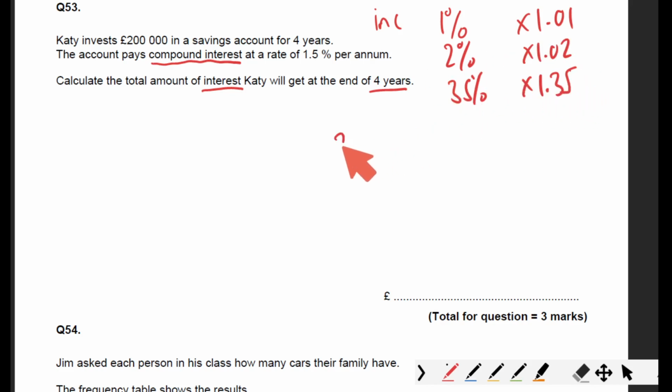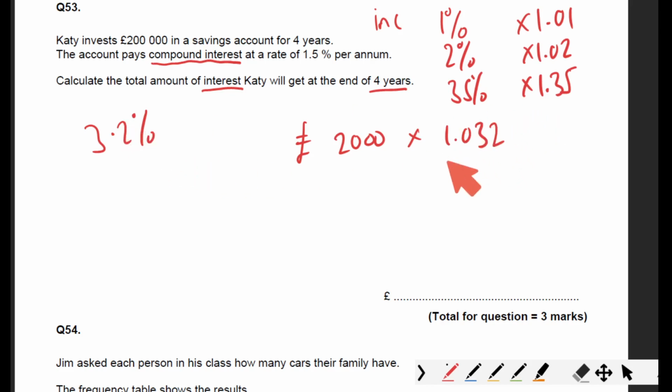So for example, if you had £2,000 and you wanted to increase it by 3%, you times by 1.03. If you want to increase it by, let's say, 3.2%, it'll be 1.03 and then the extra 2 there. So that's a quick way of increasing £2,000 by 3.2% on a calculator.